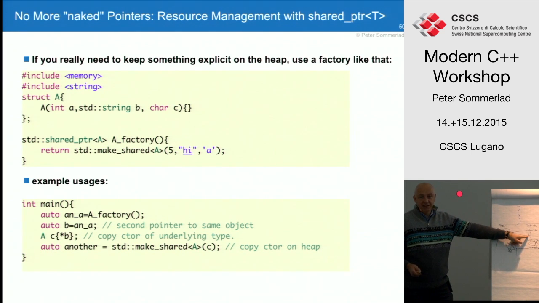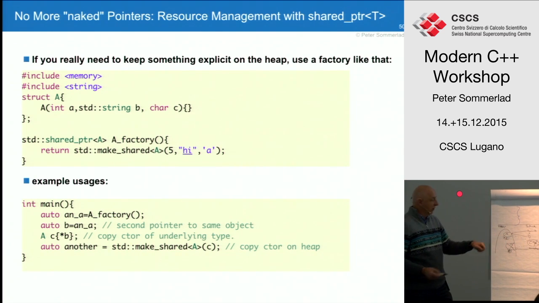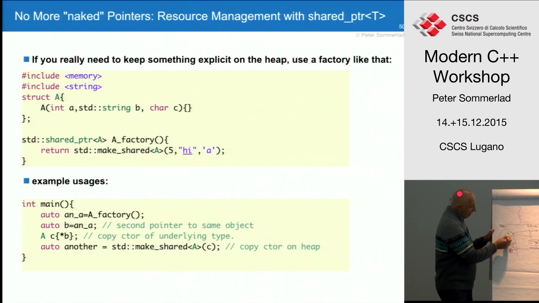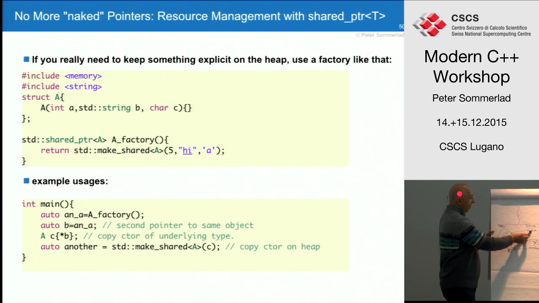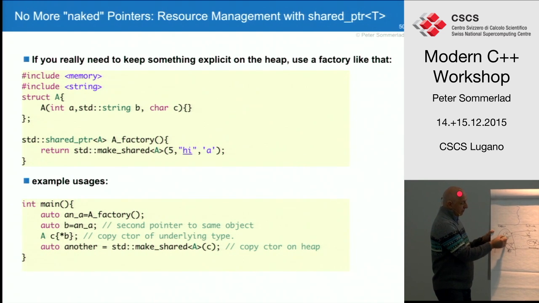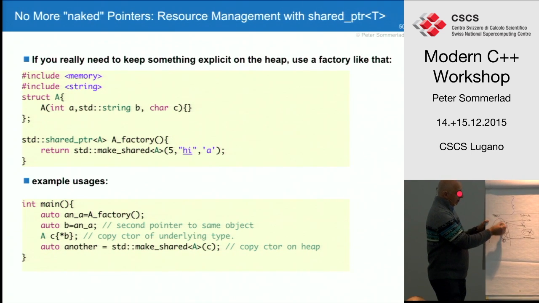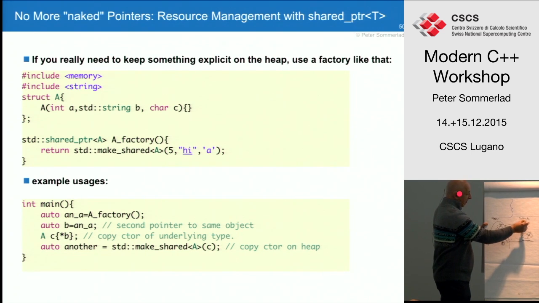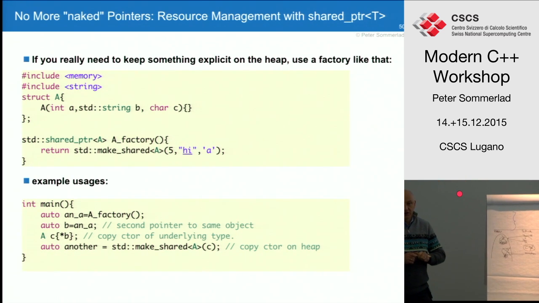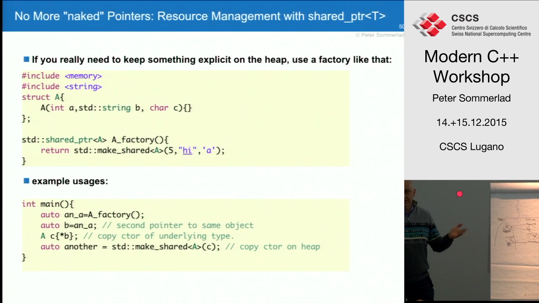When B gets destroyed, it refers to this shared object with a pointer of 2. It decrements the pointer to 1. This object still is around. And now an A gets destroyed. It refers to this object on the heap. This one gets down to 0. And now this gets destroyed when this got destroyed. That's the magic.